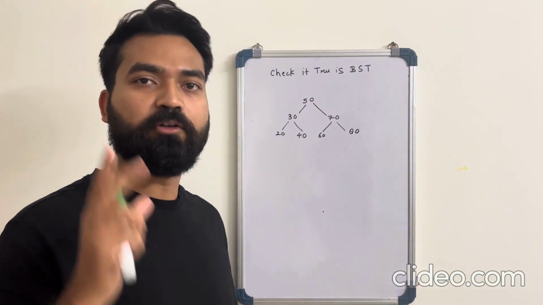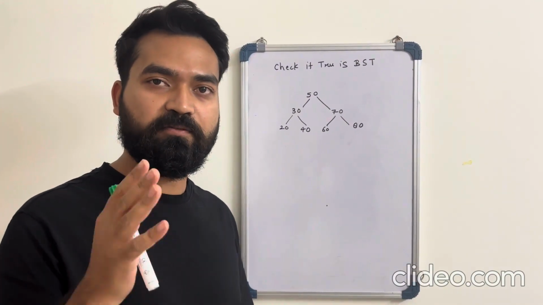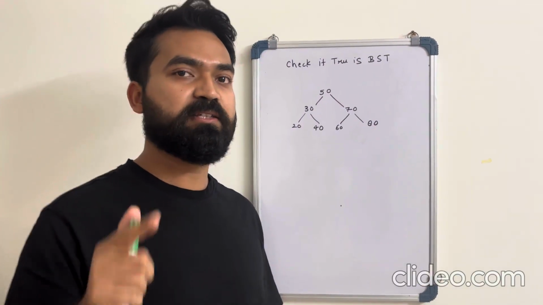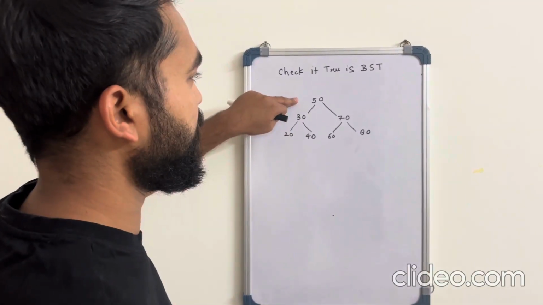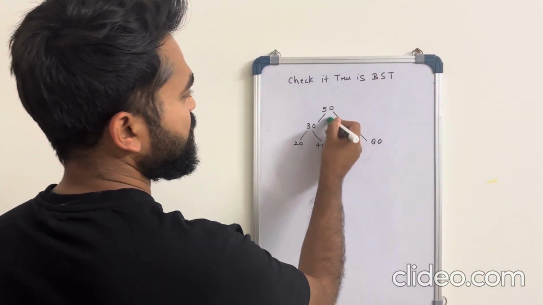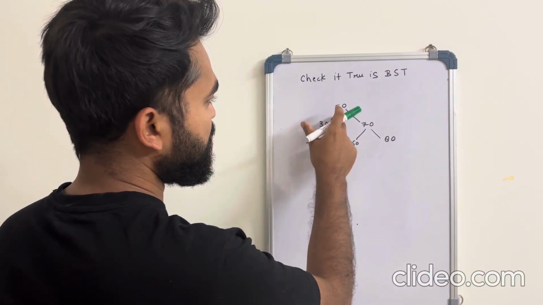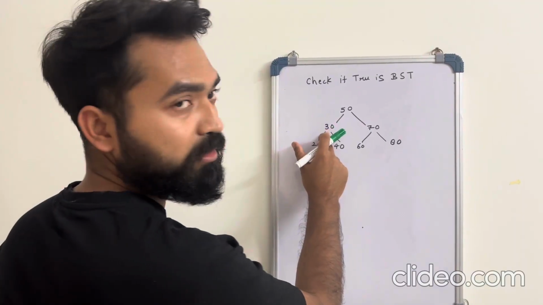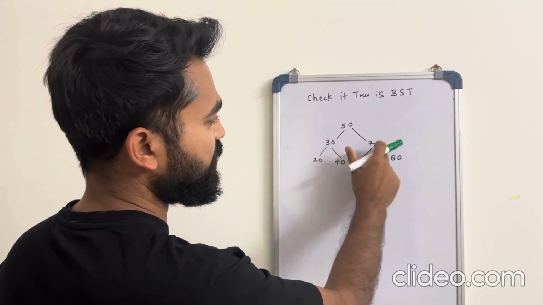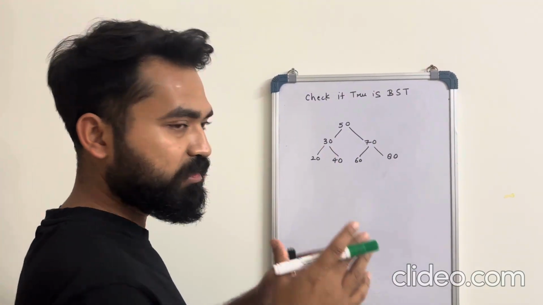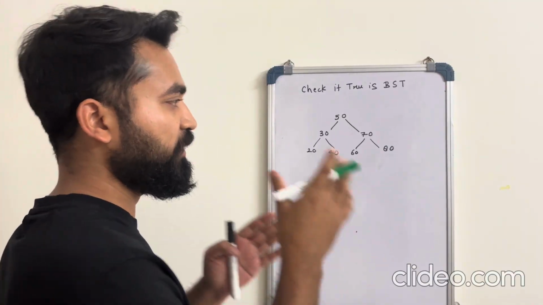So today we are going to solve a problem to check if a tree is a binary search tree. So first, what is a binary search tree? If you look at this tree, for a binary search tree, the root is always greater than the left node and is smaller than the right node. So how do we check? What is the pattern that we need to consider?